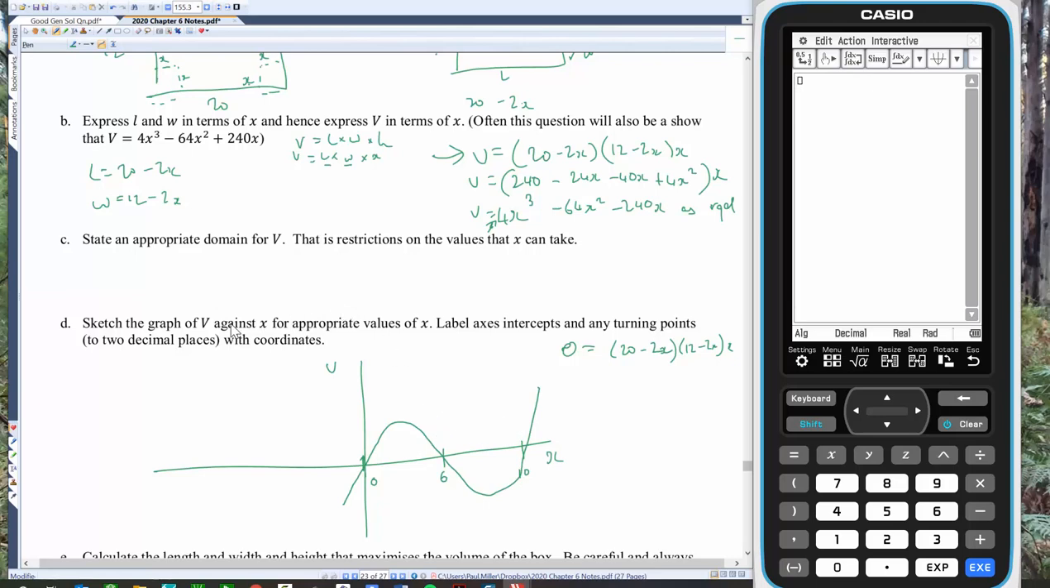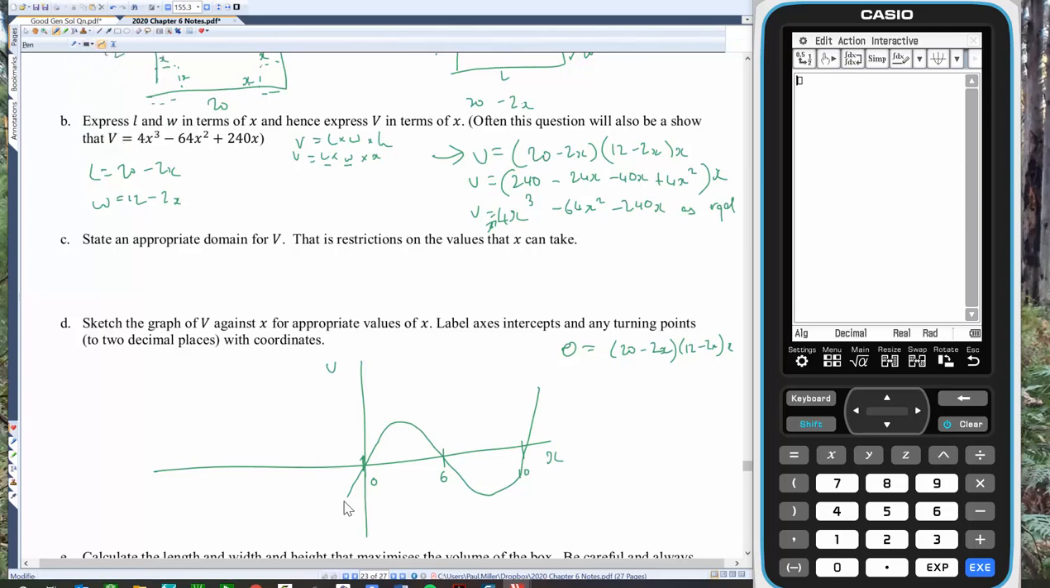Now, we're not done yet though. We're going to sketch the graph of V against X for appropriate values of X. Now, the only appropriate values of V are ones where it's more than 0, i.e. we produce a volume. So the first thing I'm going to do is start to remove parts of this graph.